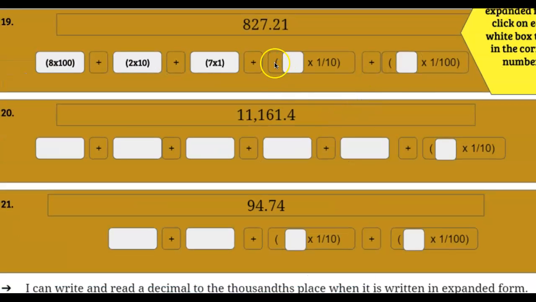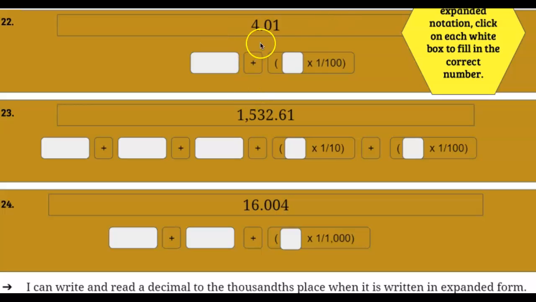There we go. They've already put the 1/10 for you, so you just add the digit. Well, what digit is in the tenths place? The 2. What digit is in the hundredths place? The 1. That's all you're doing. Okay? You identify the digit, and then you identify the place value.